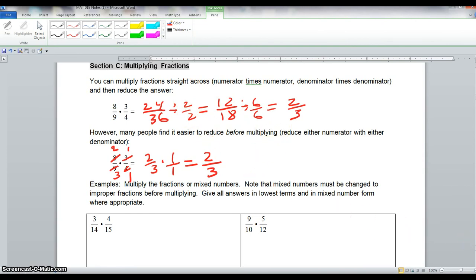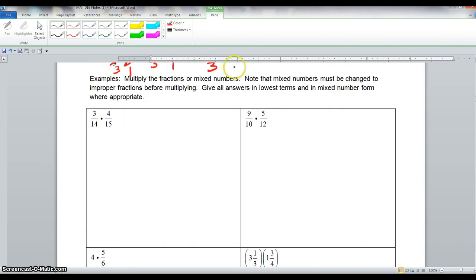Now, we go down here to the examples. It says multiply the fractions or mixed numbers. Note that mixed numbers must be changed to improper fractions before multiplying. Give all answers in lowest terms and in mixed number form where appropriate. Okay, now we're going to try this both ways. I'm going to do the first few problems using both methods.